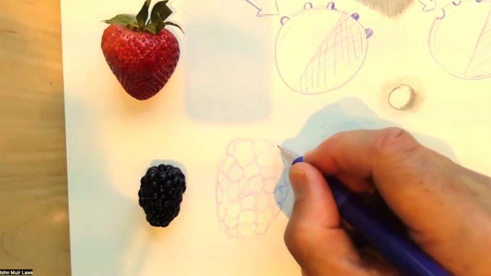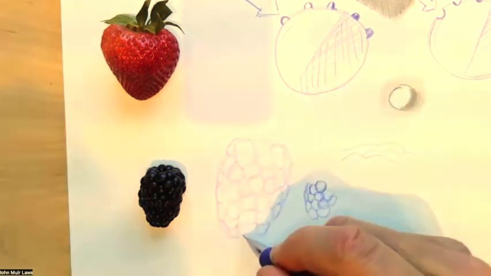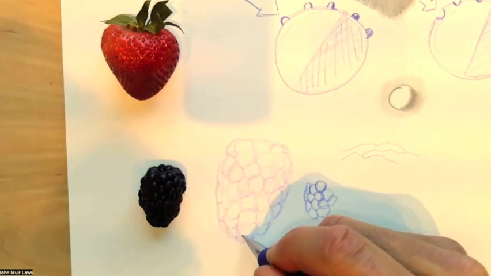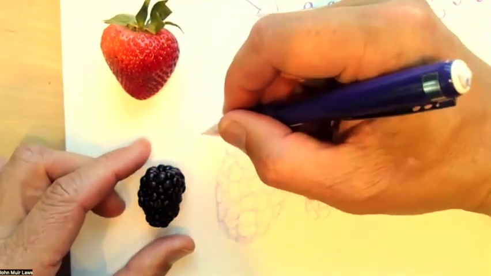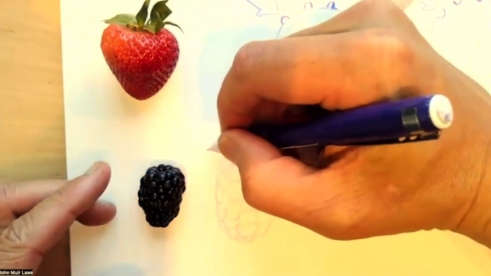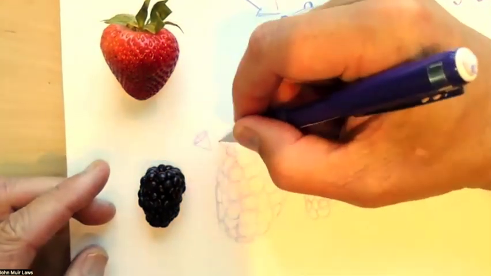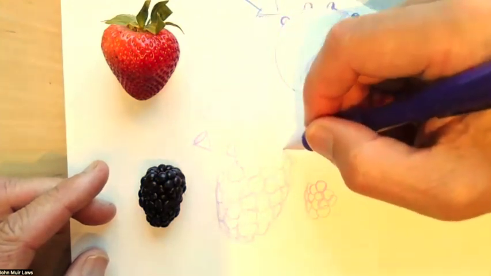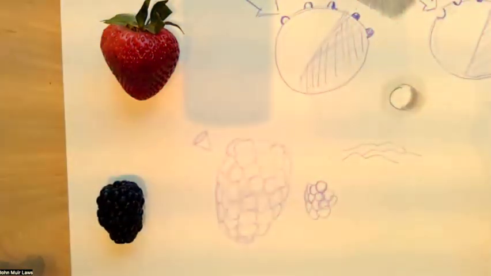Now I'm going to think of a common light direction for this whole fruit. I'm going to have my light coming from this direction. So imagine a consistent direction of light falling across this little piece of fruit.